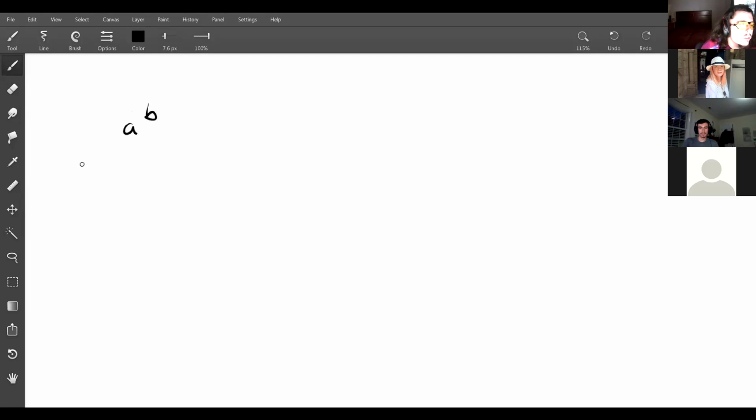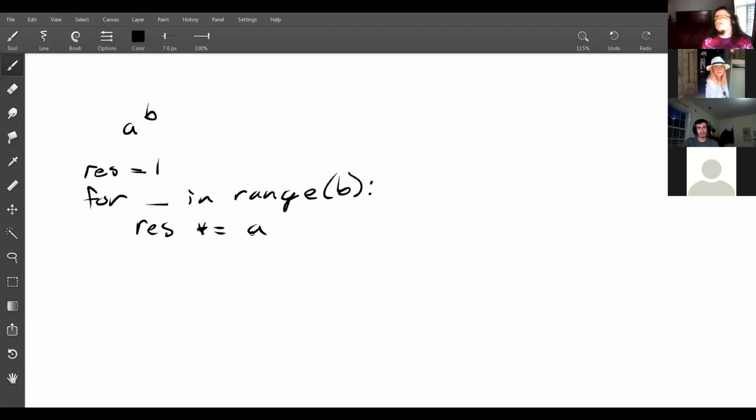So the very basic approach, the first algorithm you might write, is something like this, and I'll use Python syntax here. For i in range(b): res *= a. That would be the very first algorithm you might think of, right? Just multiply a by itself b times. The problem is that this is O(b), and it's actually slightly more complicated than O(b). Technically, it's O(b log a), sort of.